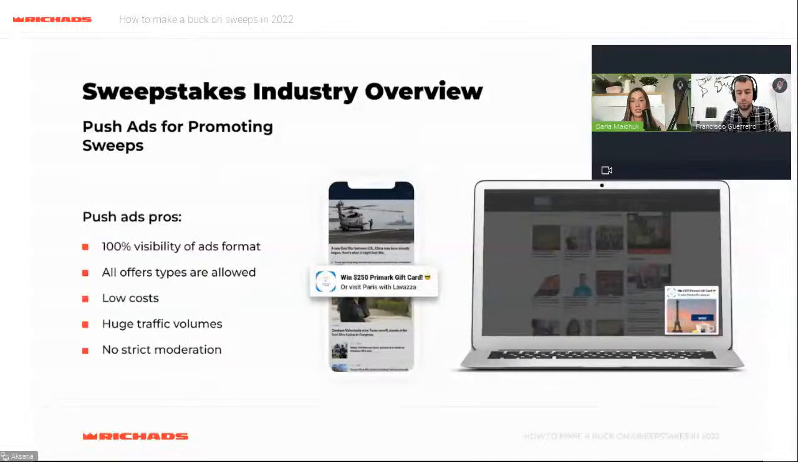Other push ads advantages for sweeps are: all offers are allowed to be launched. For example, on Facebook or Instagram, some kinds of offers are not allowed. Push ads have much lower costs. At RichAds, they can start from $0.003. Huge volumes of traffic, 5 billion daily impressions at RichAds, and not strict moderation here as well. This is a huge plus compared with Facebook or Instagram. Marketers have a lot of problems with creatives there.